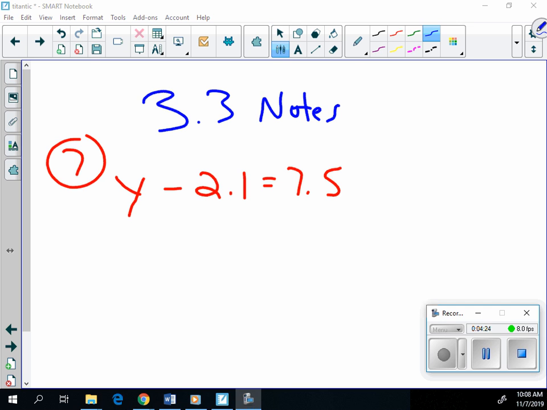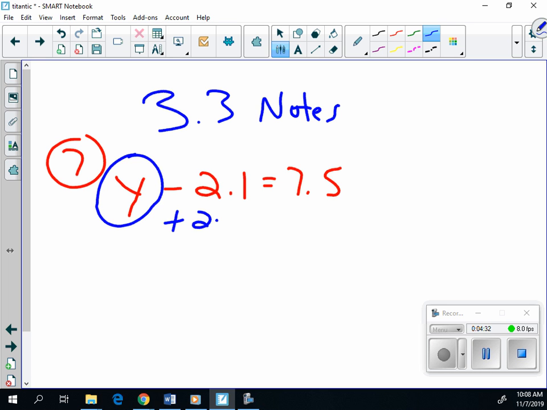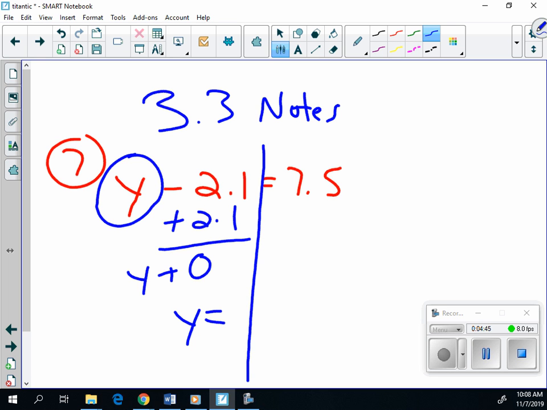We want to get y by itself. We want y all by itself, a positive 1y. We want to know what y equals. We have a negative 2.1 here. We're going to add 2.1 to each side. Why? Because when you add this up, negative 2.1 and a positive, you get 0. Then you have this y plus 0, and now y is by itself, right? And when I say by itself, it's on each side of the equal sign.